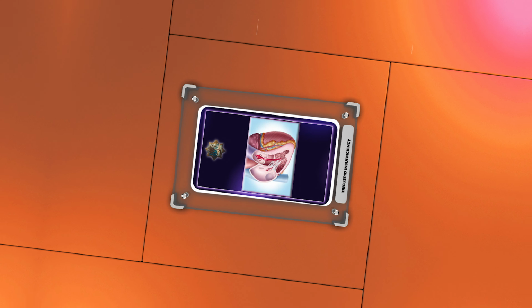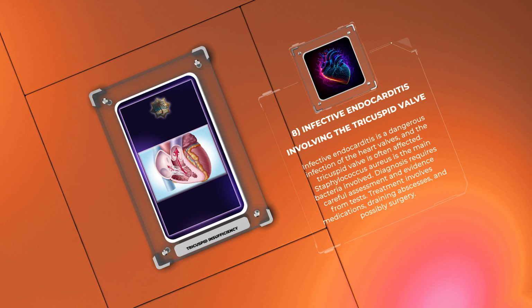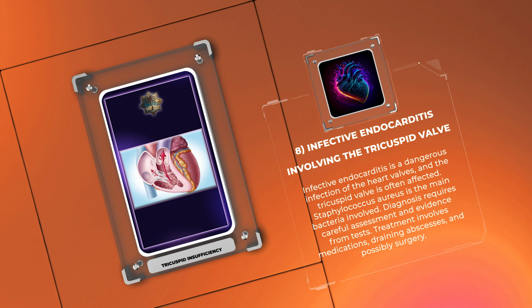Infective endocarditis is a dangerous infection of the heart valves, and the tricuspid valve is often affected. Staphylococcus aureus is the main bacteria involved. Diagnosis requires careful assessment and evidence from tests. Treatment involves medications, draining abscesses, and possibly surgery.